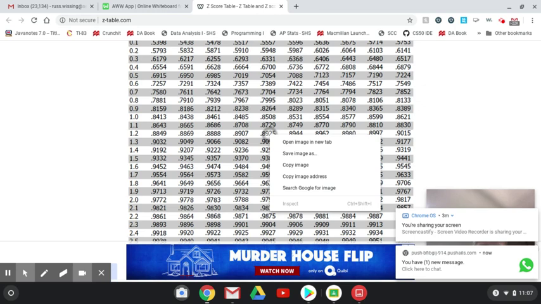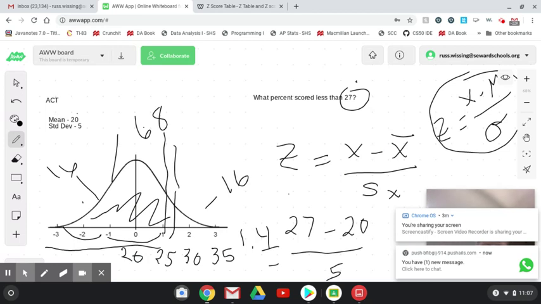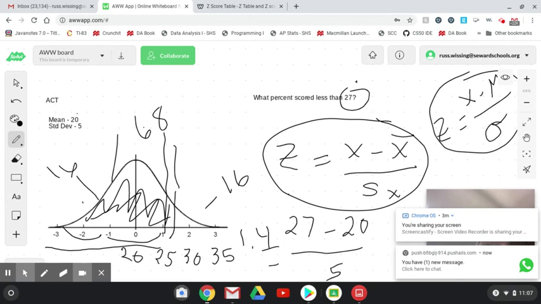So it'd be about 85% of the students scored less than a 27. So that's all that area over here that we had. Okay, so 85% of the students scored less than a 27. So that's how you can use your Z formula and your Z score that you get, and then the table in the back of the book to get your answer. I'll show you one other problem here in a second that will make that a little easier. We can use a calculator to get that answer.